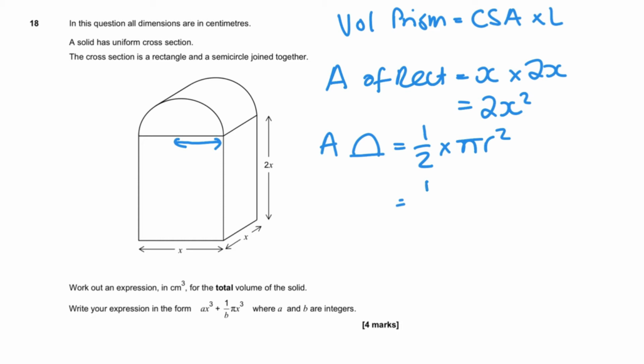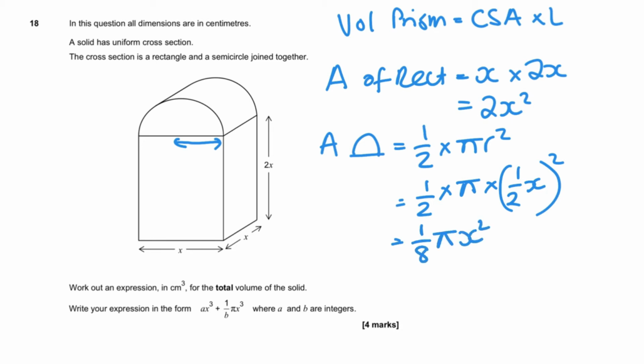So that gives us a half times pi times (a half x) all squared. So a half x squared is a quarter x squared, times another half is 1/8 x squared, times pi is going to give us an eighth times pi times x squared, which is the area of the semicircle.